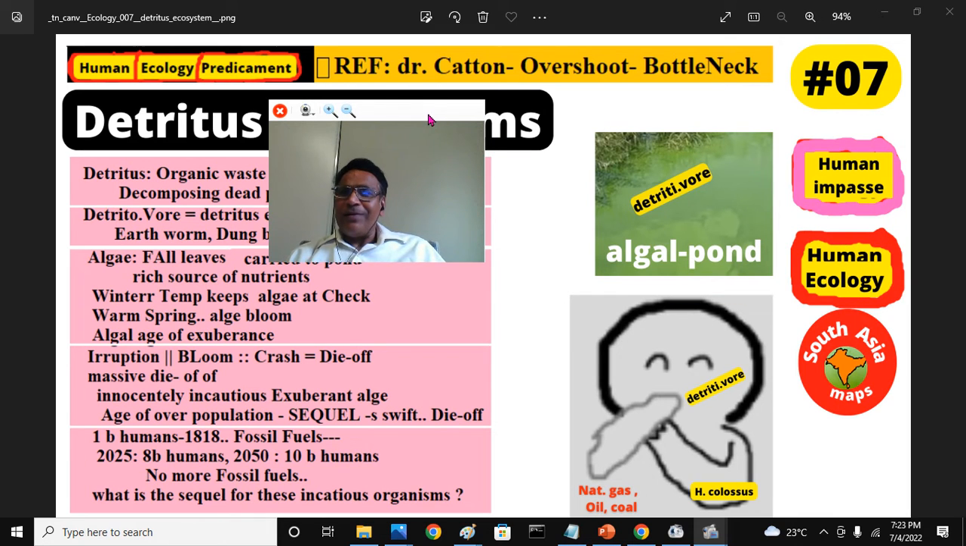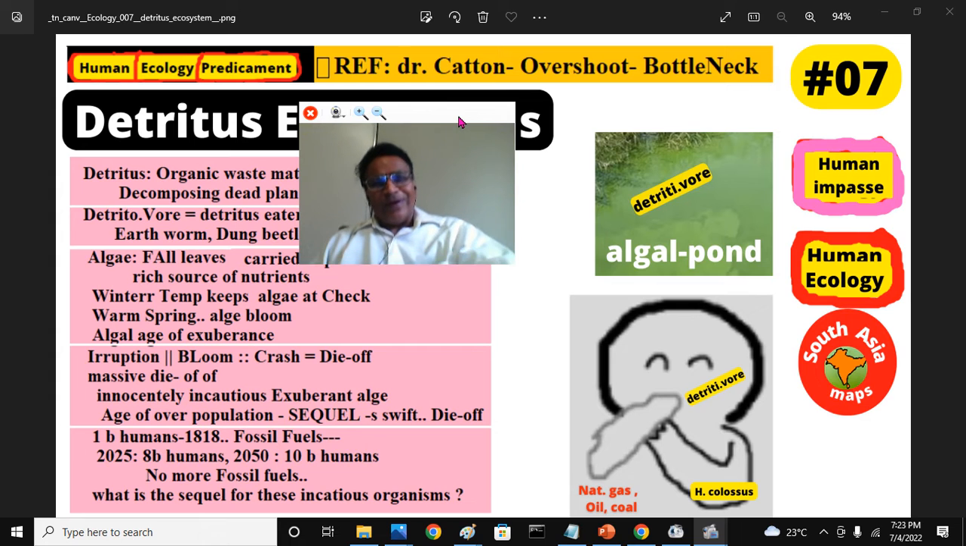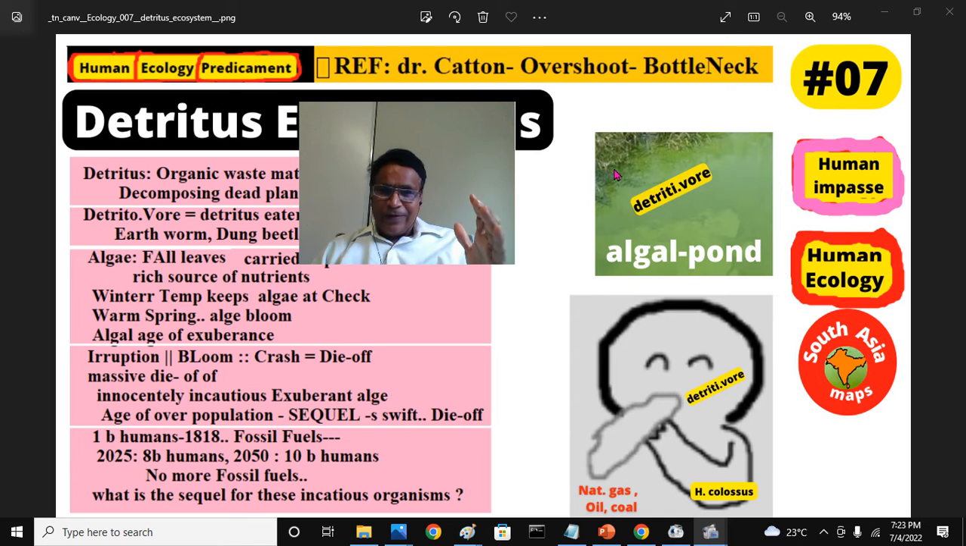What is a detritus ecosystem? In North America, where there are four clear-cut seasons, you have fall, winter, spring and summer. In fall, all the leaves fall off. The rainwater carries them to a pond, the algal pond, where all the leaves are deposited. They start decomposing, and dead organic matter accumulates. Because winter follows, the cold temperatures keep the algae in abeyance, and they do not grow. Once spring starts after the spring equinox, March 21st, the temperature warms up and algae bloom tremendously.